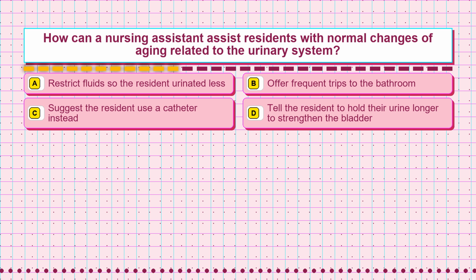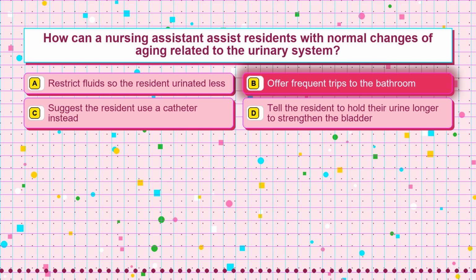Option A, restrict fluids so the resident urinates less. Option B, offer frequent trips to the bathroom. Option C, suggest the resident use a catheter instead. Option D, tell the resident to hold their urine longer to strengthen the bladder.